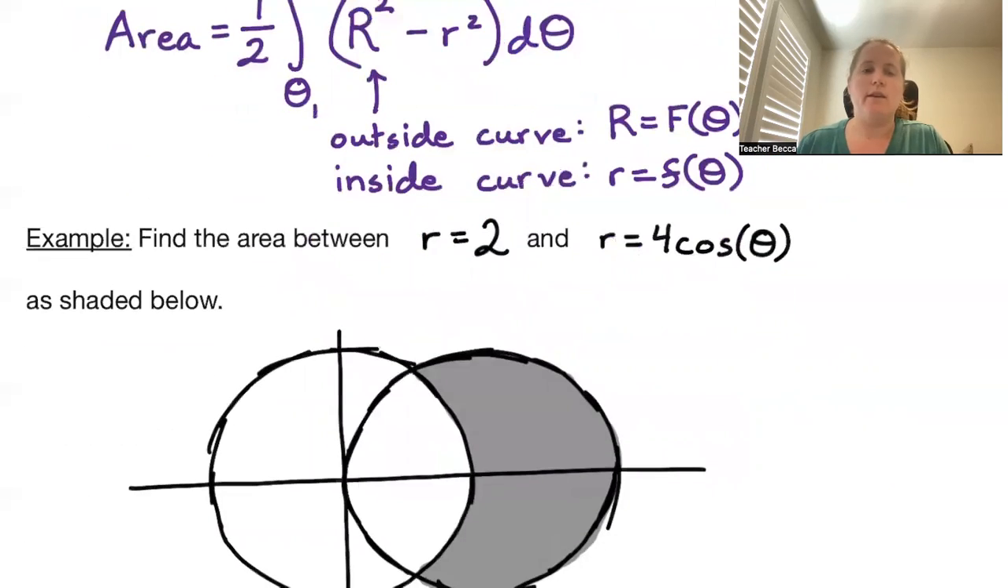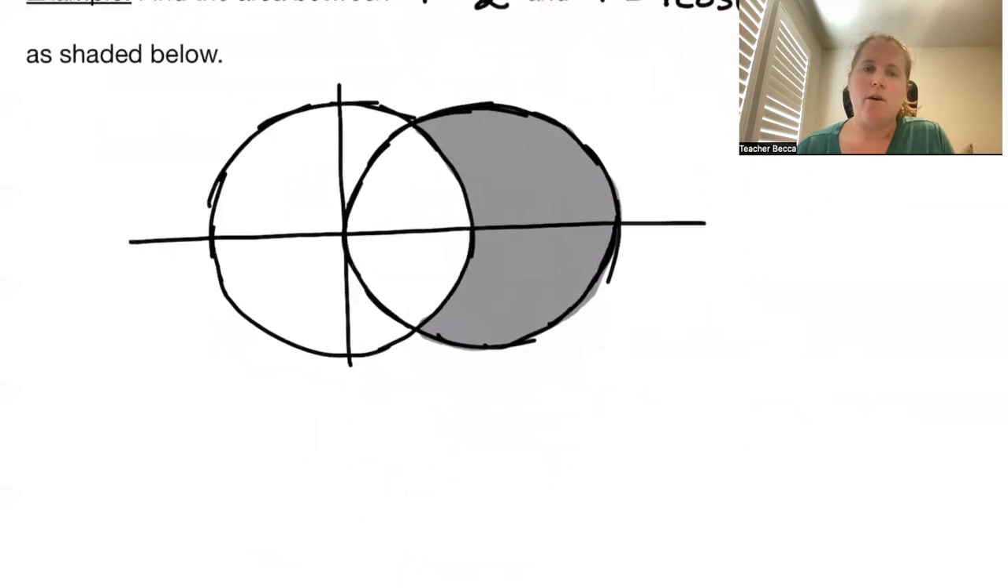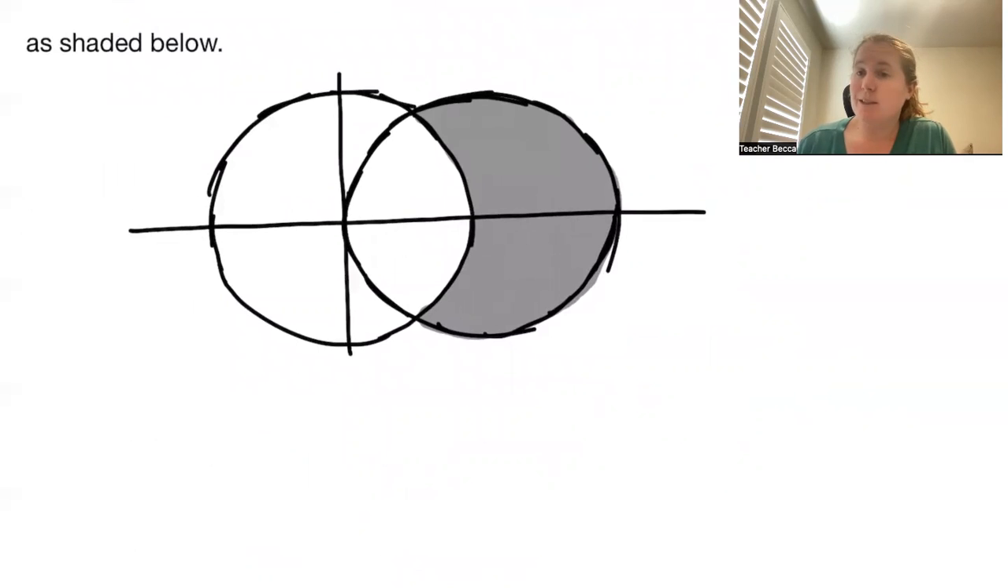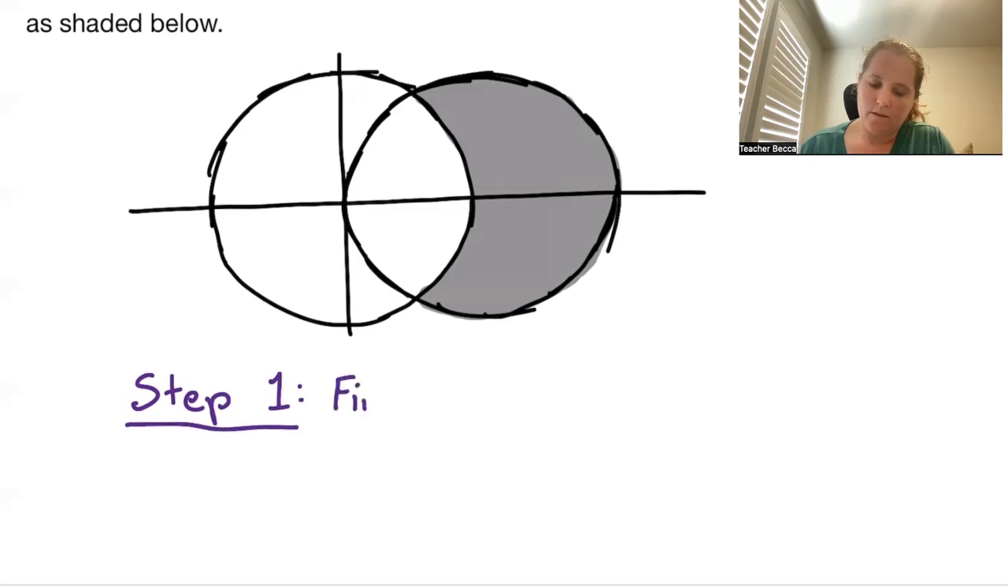So for example, let's find the area between the circle r equals 2 and the circle r equals 4 cosine theta. Here we're doing outside the r equals 2 circle, inside the 4 cosine theta circle. So the first thing we need to know is figure out where these two circles intersect. So let's determine where the circles intersect.